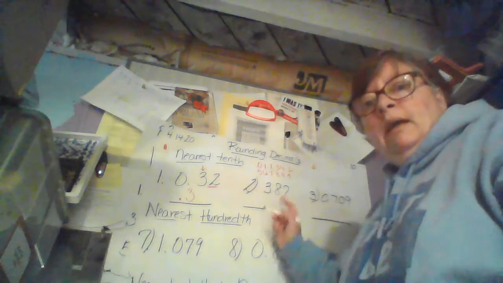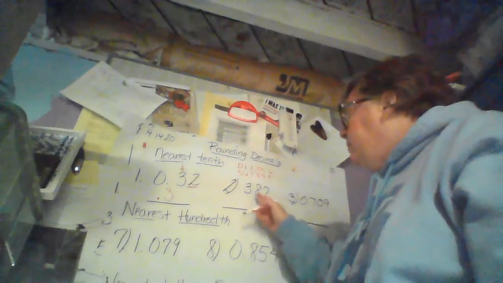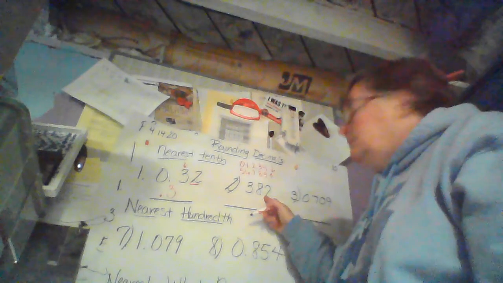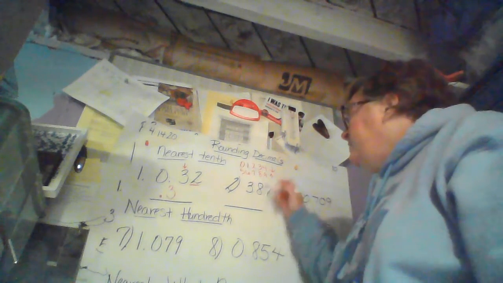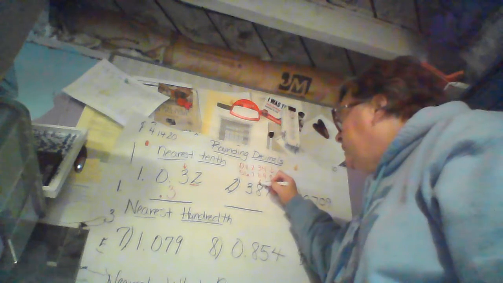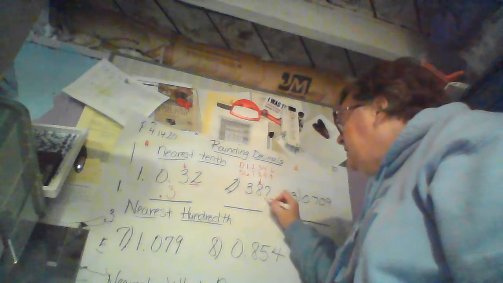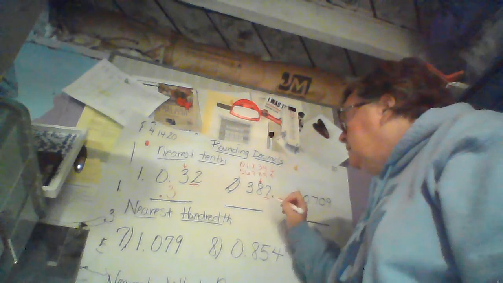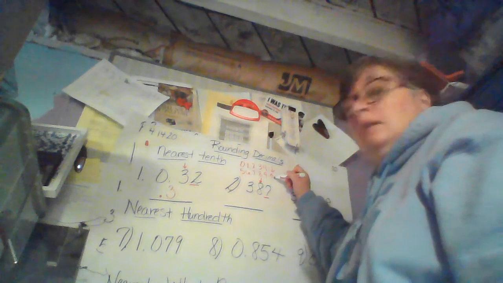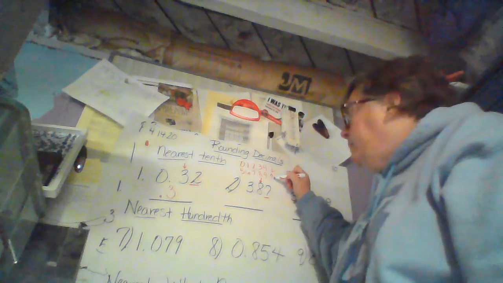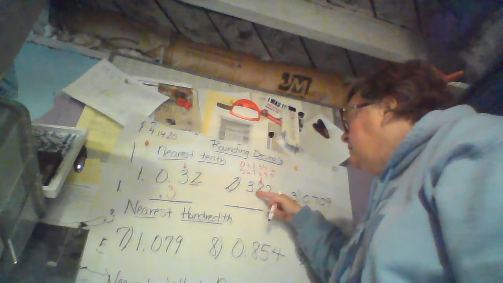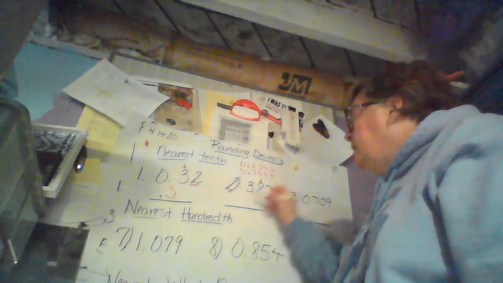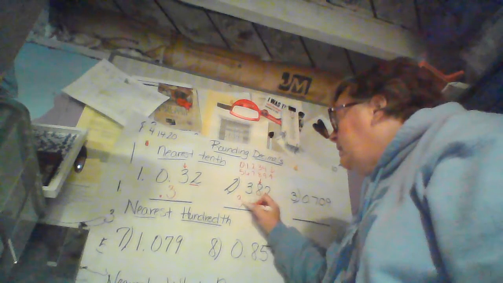All right, I'm looking at 3.87. So the tenths is what we're looking at to round. I'm looking at that 7 right here, and I know it's going to go up, and it's just going to go up 1. So 3.87 is going to round up to 3.9.